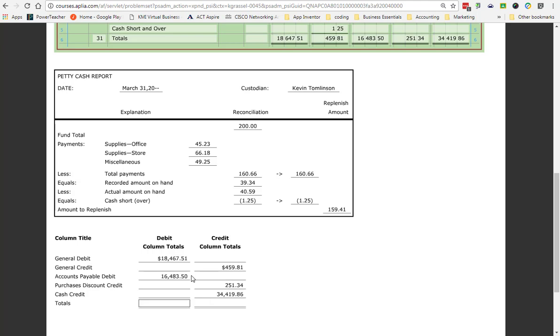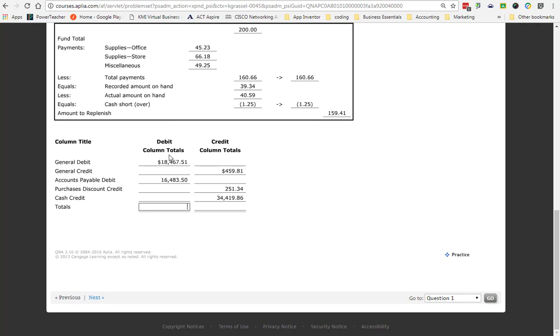Once you have your numbers on the bottom of your journal on line 6, you also need to go on the very bottom and prepare your debit and credit proving totals. So make sure that you have the right numbers in the correct spots, so you don't just go debit and credit. You have your general debit, general credit, accounts payable debit, and then purchases credit, discount credit, and total cash credit. Then you need to prove that they equal.